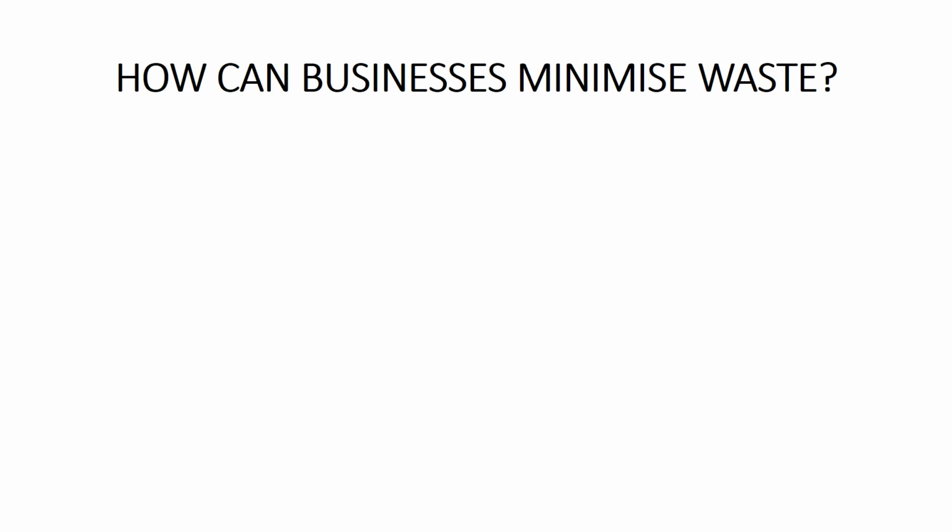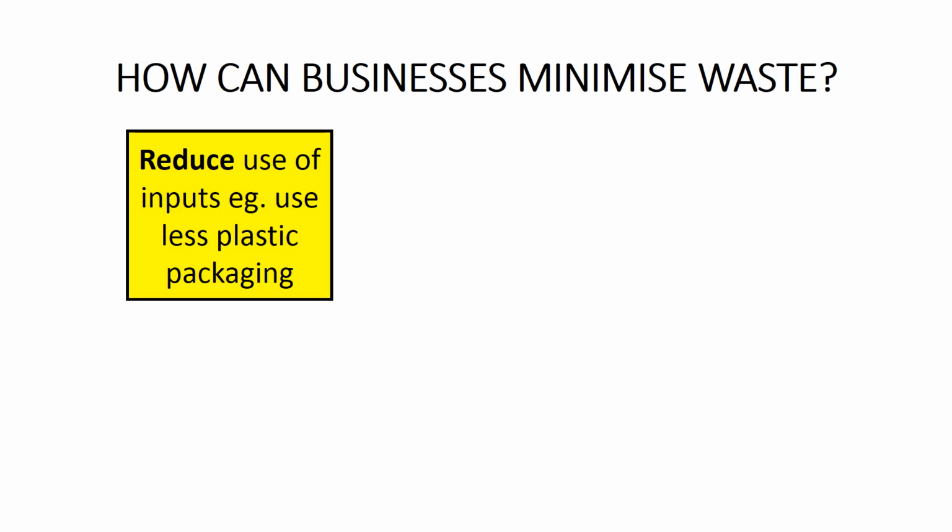The 4 R's are a useful method for remembering some of the ways in which a business can minimise waste. The first way in which a business can minimise waste is through reducing the use of inputs. For example, a business might use less plastic packaging for its products, which means that there will be less waste of plastic packaging when customers discard that packaging as they unwrap the business's products.